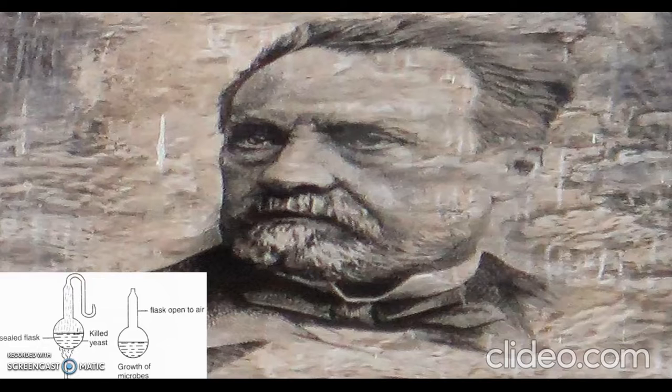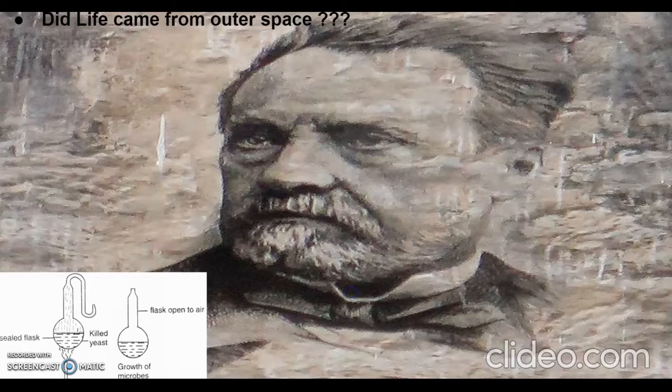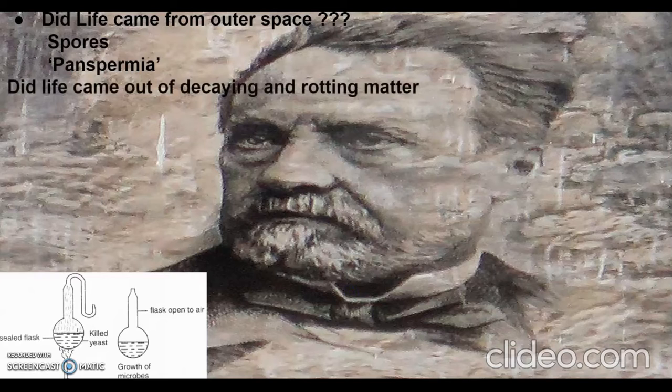Now, did life come from outer space? Some scientists believe that it came from outside. Early Greek thinkers thought units of life called spores were transferred to different planets, including Earth. Panspermia is still a favorite idea for some of the astronomers.